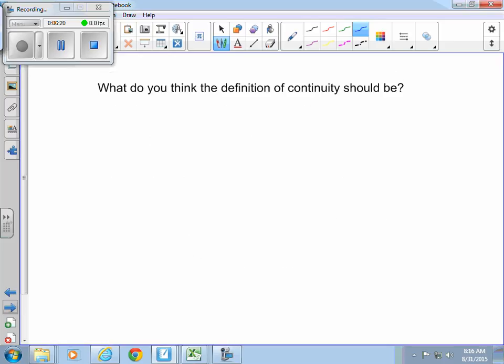So today we're going to talk about continuity. Does anyone remember any definition of continuity from anything, maybe algebra 1? It's not a very good definition, but it works. Or just if you can describe to me what continuity is.